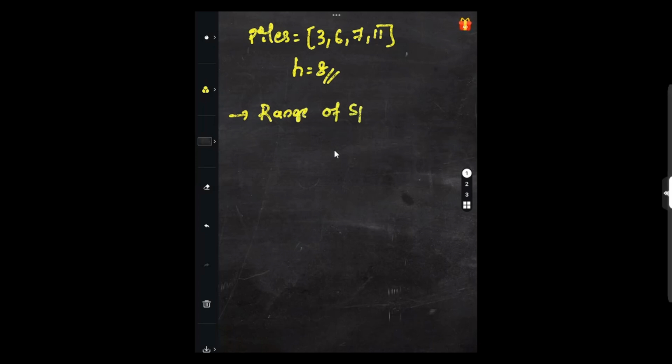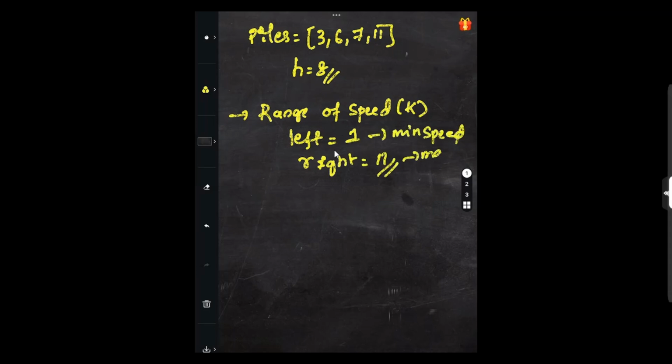Range of speed is nothing but k here. So left will be 1. We are going with the 2 pointers, left and right. For left will be 1, we have already considered this one, and right will be 11 here. So this is the min speed and this is the max speed. So 11 is the largest, the largest pile, the last one. So this will be the maximum pile size, 11 pile size, you can clearly see.